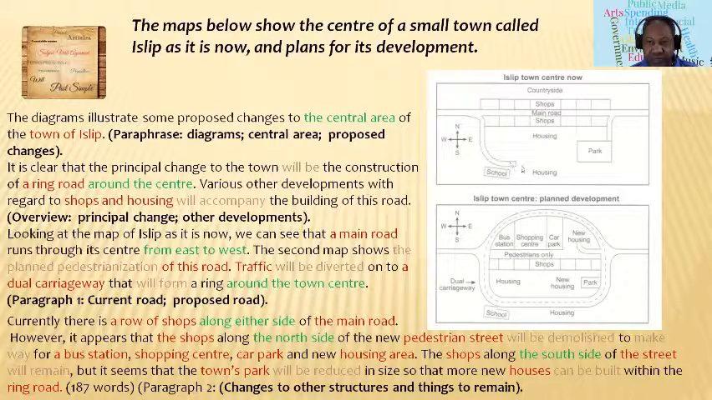There's a road here which might form part of the ring road, but we don't really need to comment on that because they're not the main things. So we've covered the main things. So changes to the other structures and things that will remain. 187 words, so that covers us for quantity, and we've covered everything that we need to know.